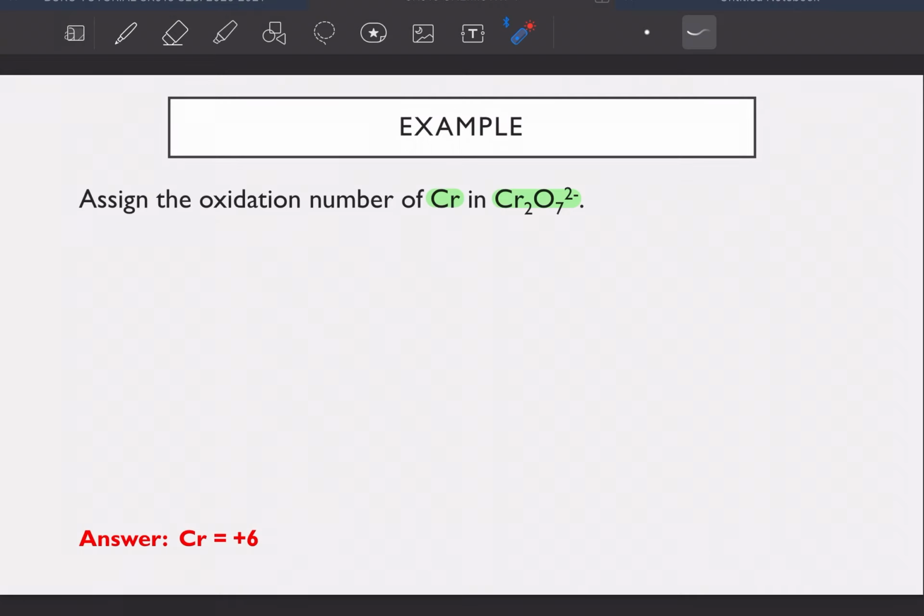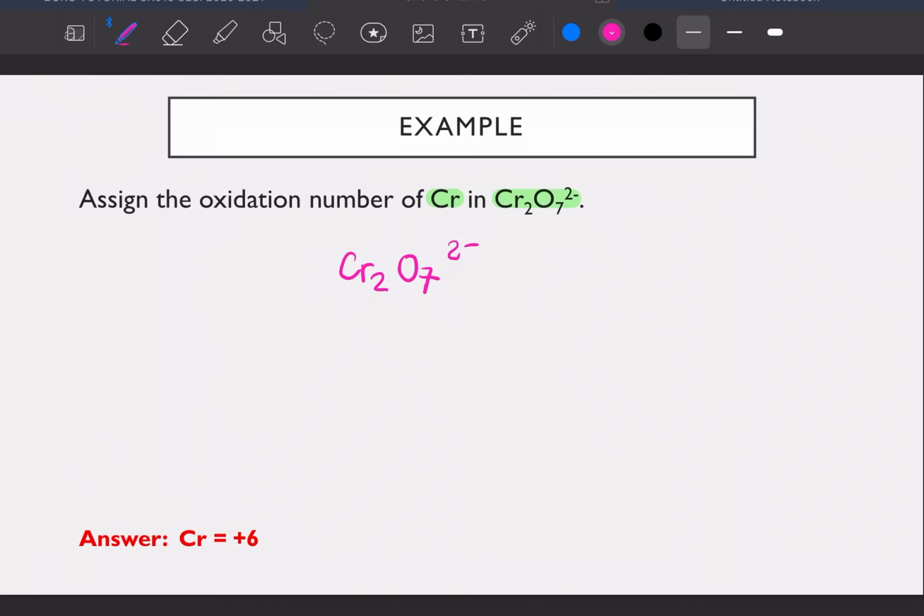Okay, so here it says assign the oxidation number of chromium in Cr2O7 2 minus. So what you are going to do first is you will write down Cr2O7 2 minus. Okay, so from here we know that this is a polyatomic ion and it has a -2 net charge. Okay, so kita nak cari the oxidation number of chromium. Okay, so now we know that this oxygen is attached to just the chromium metal.